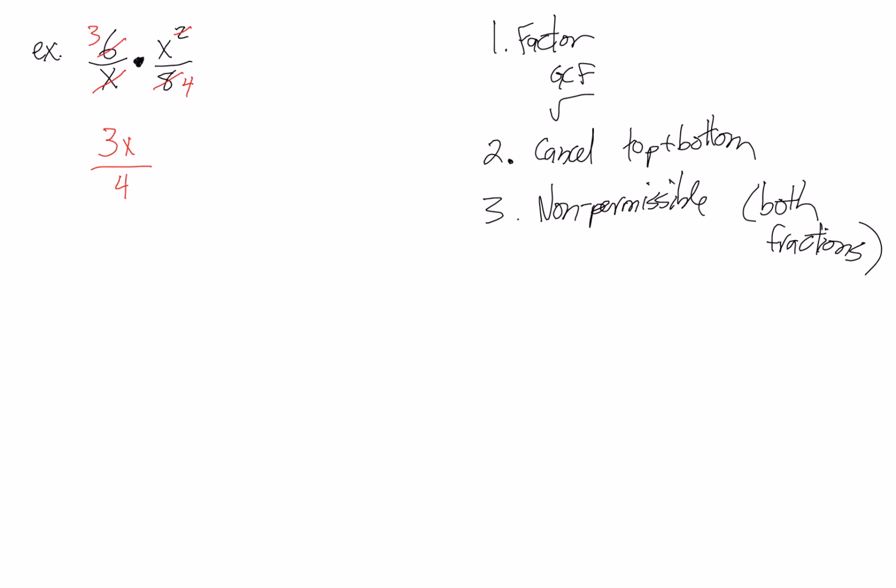Remember, your non-permissibles always go back to the original. So in the original we have an x on the bottom, so that means x can't equal 0. And then we have an 8 on the bottom, which has no non-permissibles. So that's it, we're done.